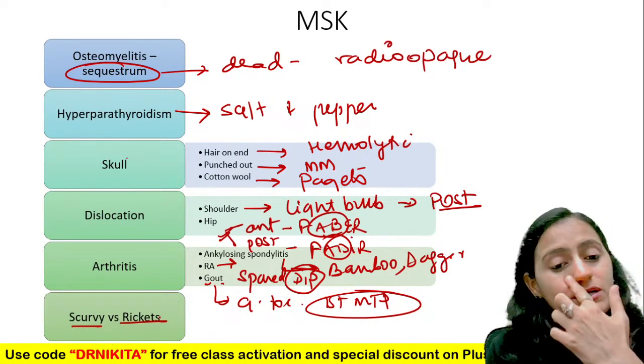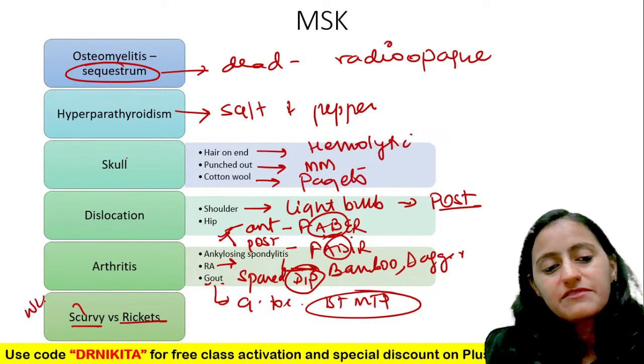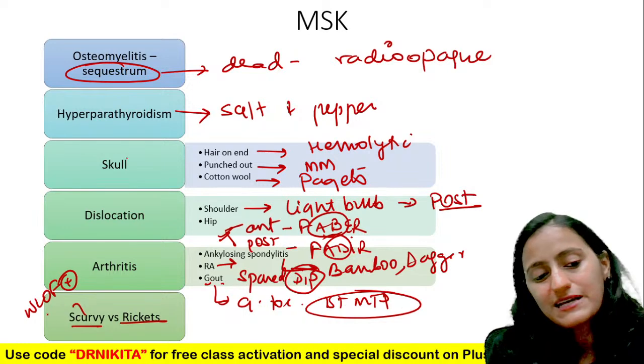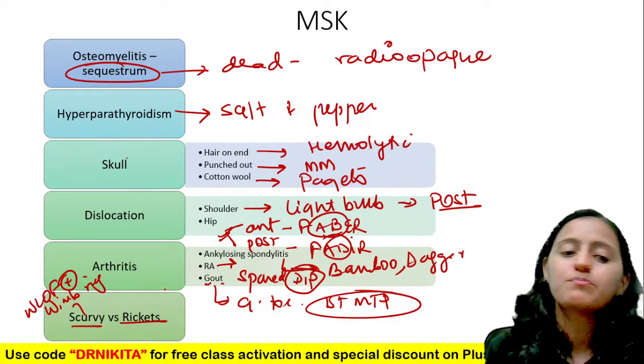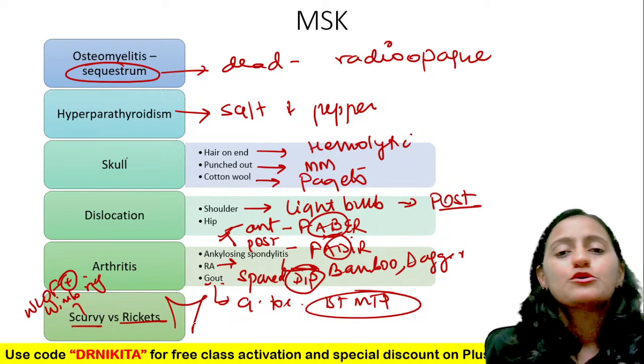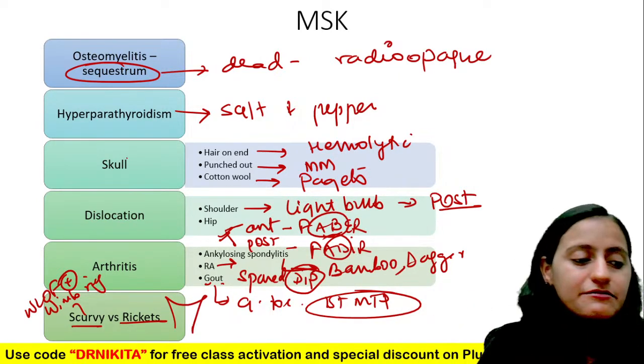For scurvy versus rickets, remember scurvy has white line of Frankel which is present and it has Wimberger's ring which is present. Important to differentiate from rickets which has splaying, cupping and fraying.